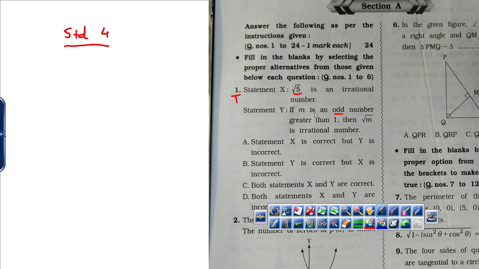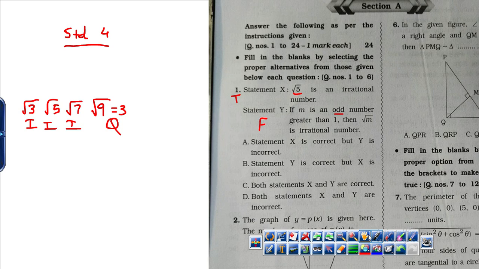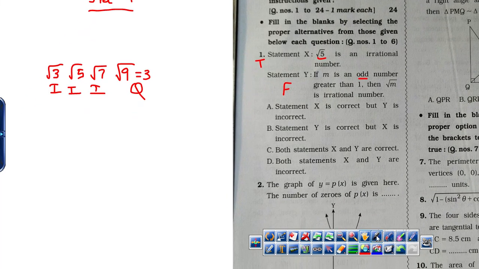m is an odd number. Odd numbers are 3, 5, 7, 9. So if m is an odd number greater than 1, then root m is irrational, true or false? This is irrational, this is irrational, this is irrational, but root 9 is 3. This is a rational number, therefore this statement is false. Then you have to read the options and find the correct option. Statement X is correct but Y is incorrect. A.